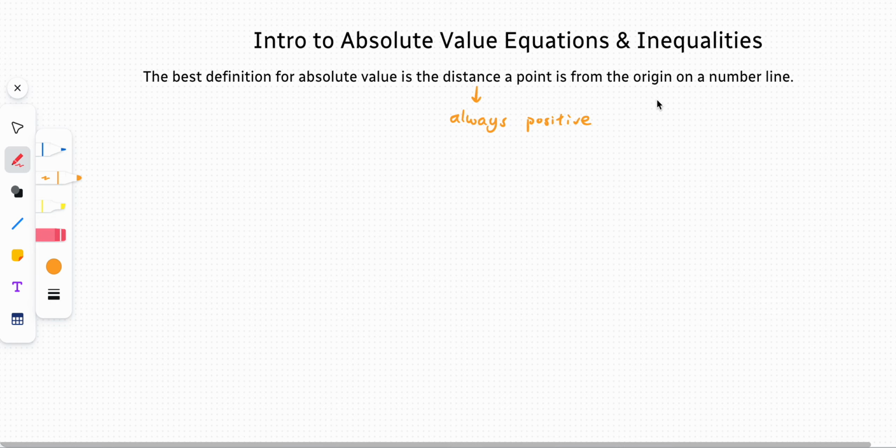So given that it's always positive, if you're given the absolute value of some number, we'll call x, equals some negative number, which we'll call y, this is going to have no solution. Again, because absolute value is always going to be positive, there's no way it can be equal to a negative number. So we're just going to cross this out and say this is wrong. Okay, so this is something to definitely keep in mind.